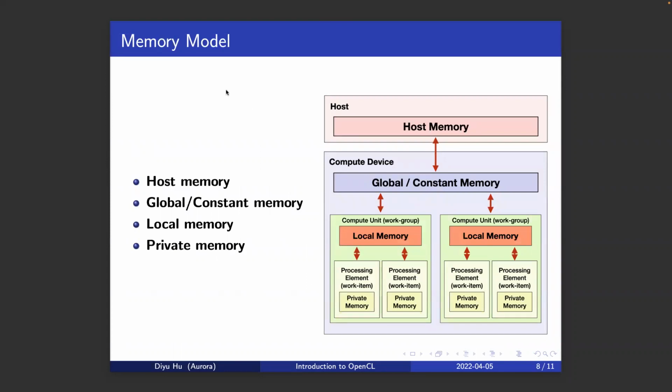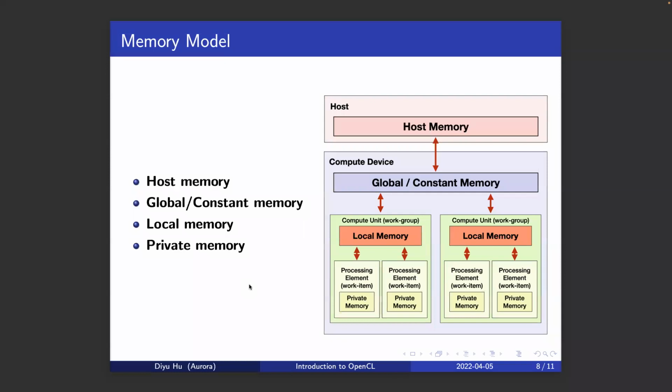For the memory model, OpenCL has a hierarchy of memory types. At the top is host memory, which is only available to the host CPU, and global and constant memory are available to all compute units within a compute device, and local memory is available to all processing elements within a compute unit, while private memory is only available to a single processing element.